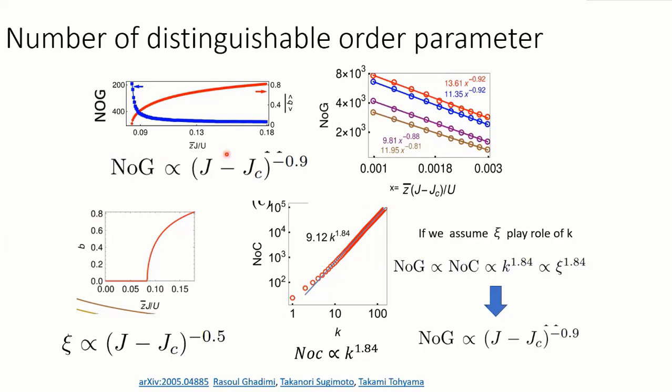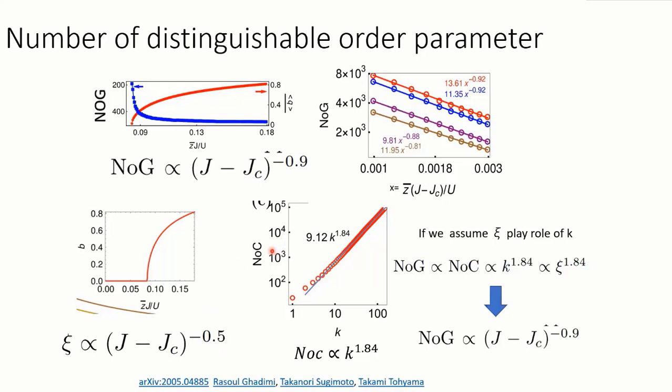So therefore I found NOG, number of gaps, proportional to J minus JC to the power of some exponent, which here I obtain as minus 0.9. As you can see from the order parameter, where I show the average of the order parameter, it is a second order phase transition, and therefore we expect the correlation length in this system to also diverge with an exponent of minus 0.5.